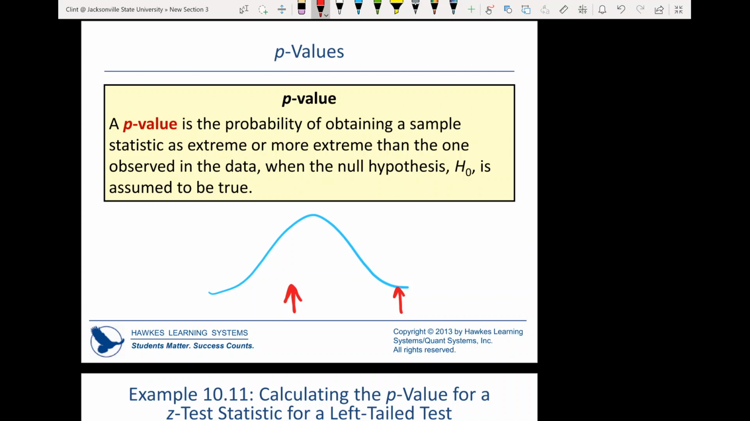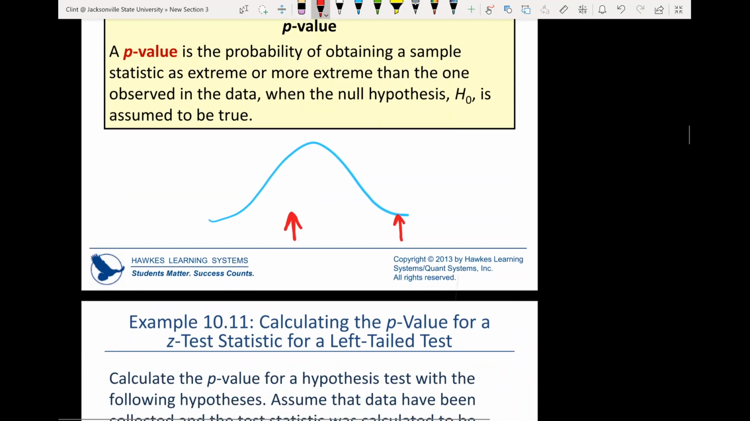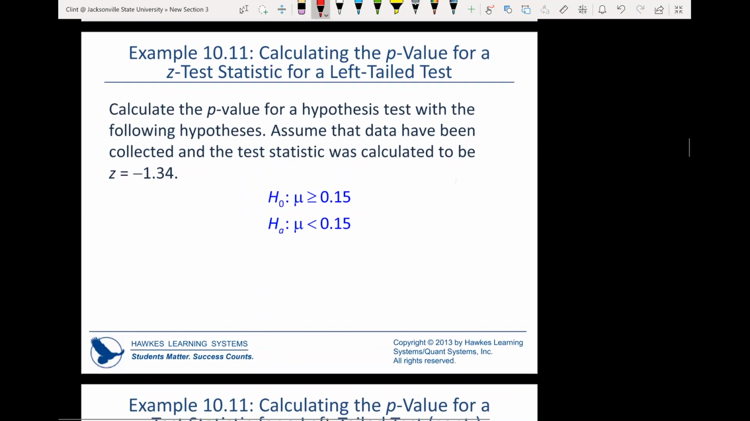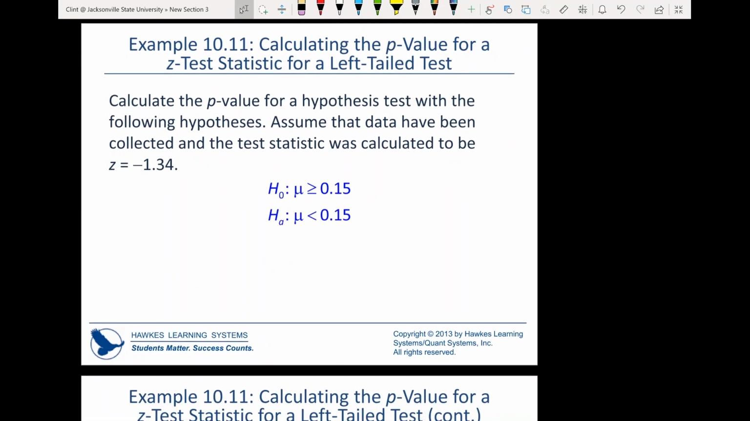What we need to do is come up with an actual number for our p-value given a test statistic. To come up with a p-value, we need two things. We need to know what type of test we're doing, left-tailed, right-tailed, or two-tailed, which we get from the alternative hypothesis, and we also need a test statistic. Let's look at a couple of examples. You actually already know how to calculate these. We just haven't called it this yet.